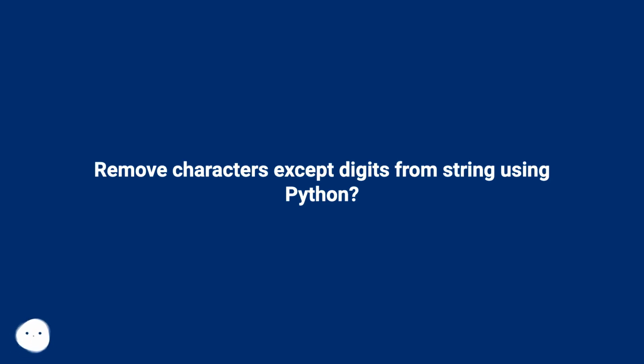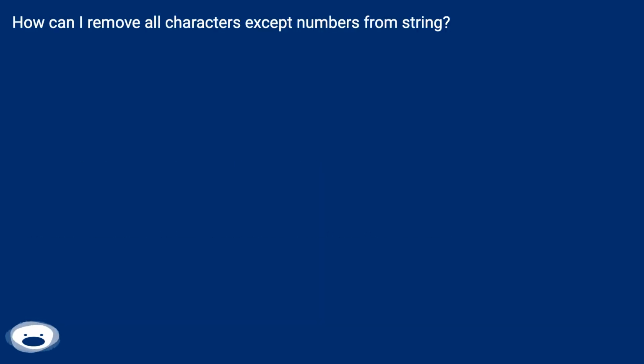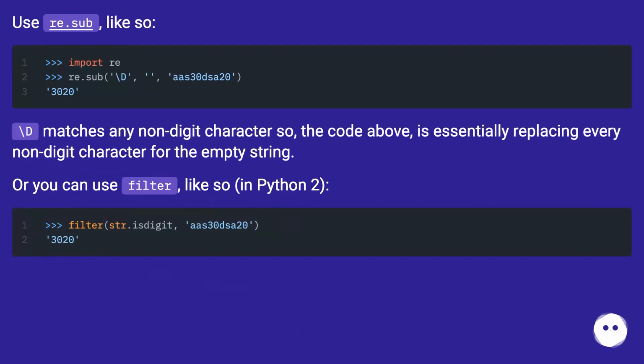Remove characters except digits from string using Python. How can I remove all characters except numbers from string? Use re.sub, like so. \D matches any non-digit character, so the code above is essentially replacing every non-digit character with the empty string.